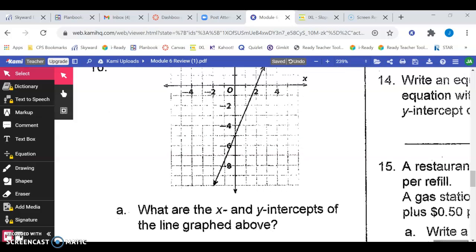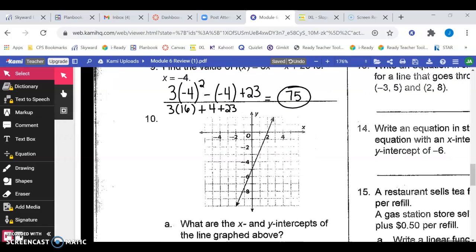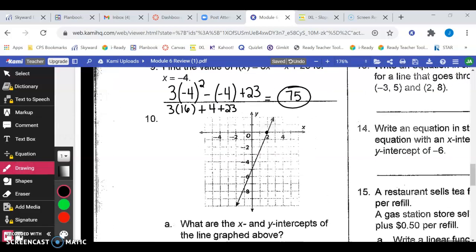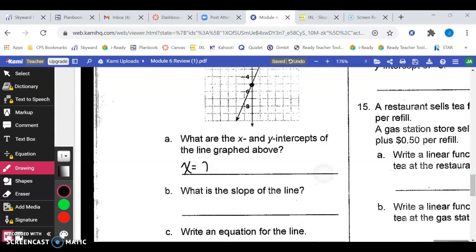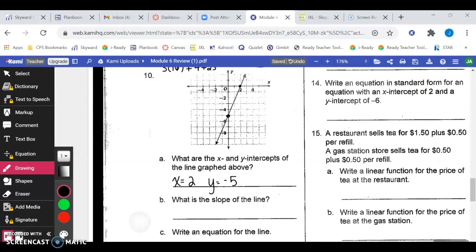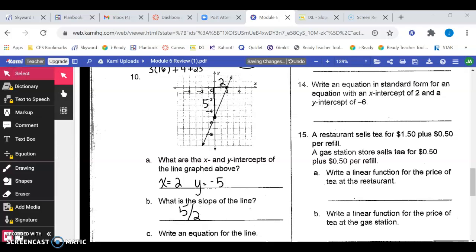Number 10, for part A, we have to find the x and y intercepts. So remember that's where they cross the x and y axis. So the x-intercept is 2 and the y-intercept is negative 5. So x equals 2, y equals negative 5. What is the slope? So we know that those 2 points are exact points on the line. So rise over run, we're going to go up and over. Looks like I'm going to go up 5 and over 2. So that would leave 5 over 2 for our slope.